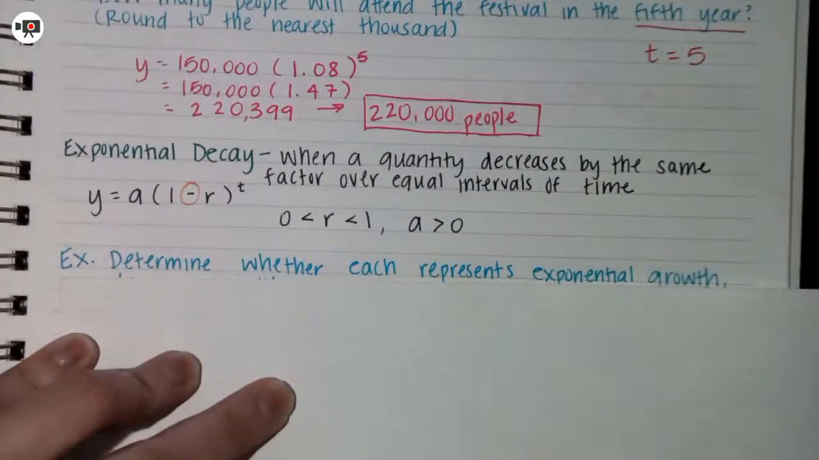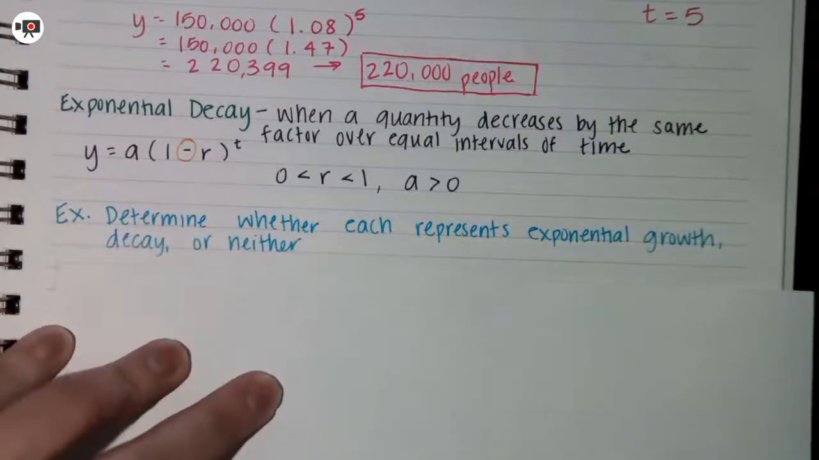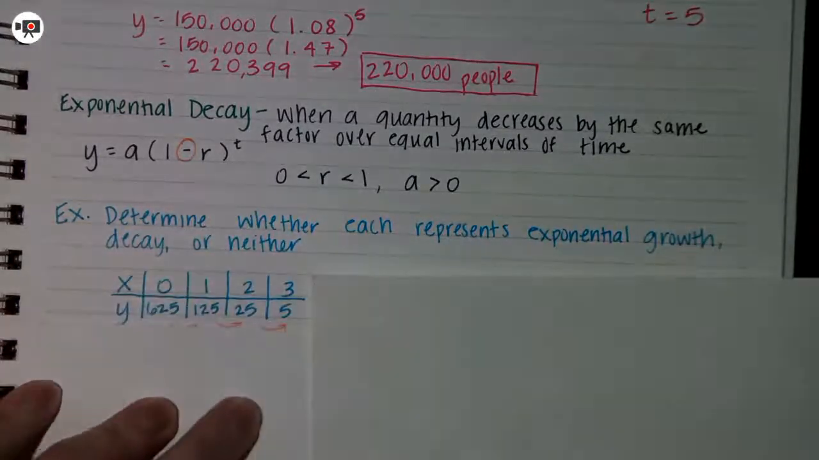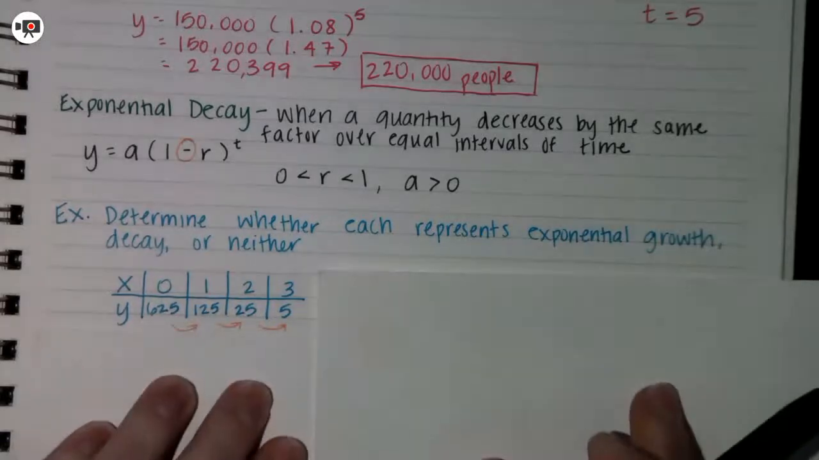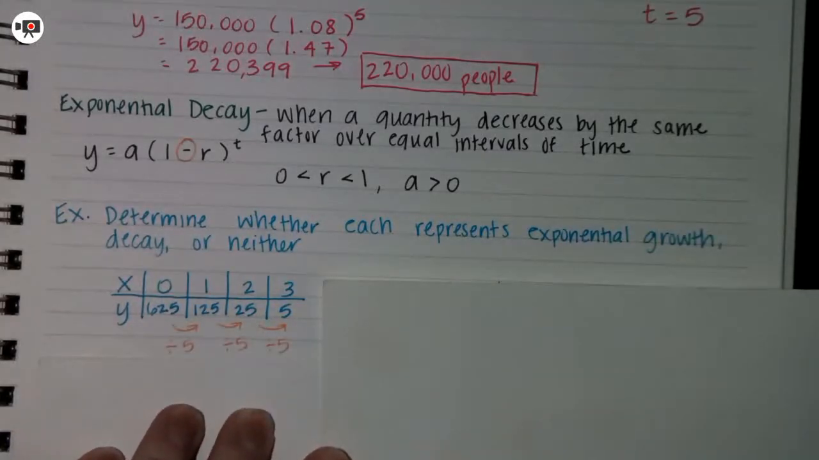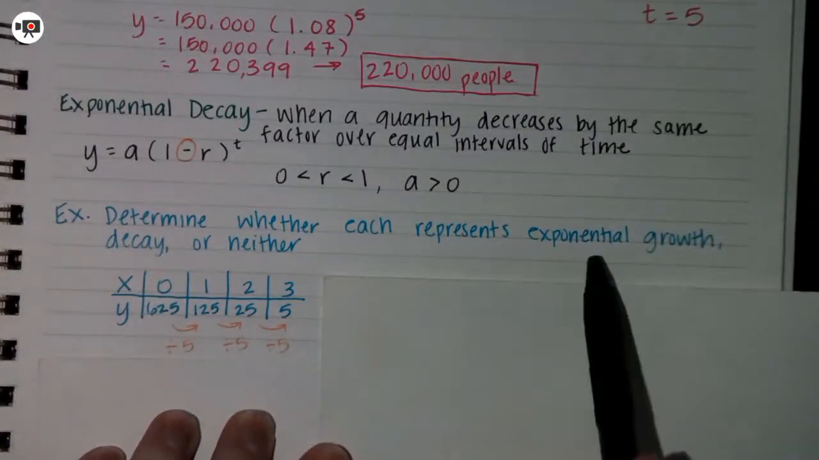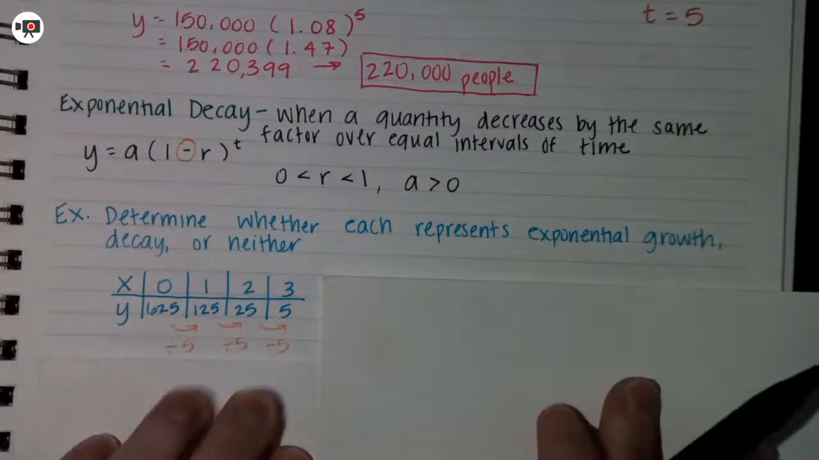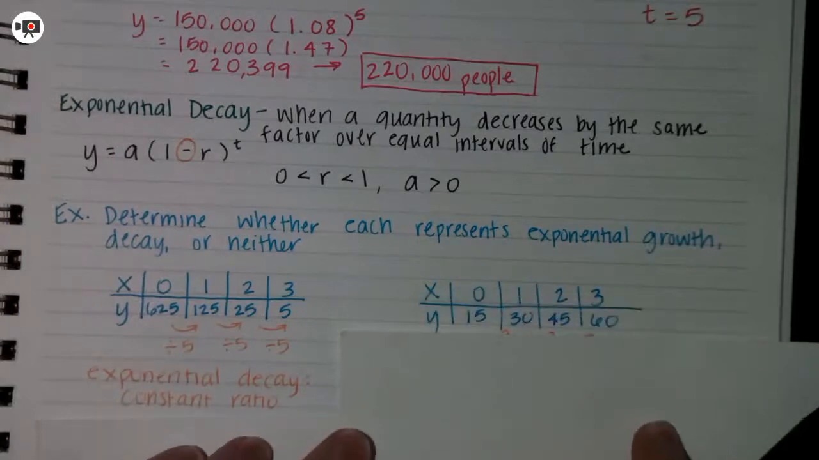So we're going to determine whether each function represented is exponential growth, decay, or neither. So if I have this table of values, I can see how much they are changing from each y. And for each one, I'd be dividing by 5, or I could multiply by 1/5. Multiplying by 1/5 is the same as dividing by 5. So this is a ratio, so I know that's going to be exponential, and the numbers are getting smaller, so it's decay. So it's exponential decay because we have a constant ratio.